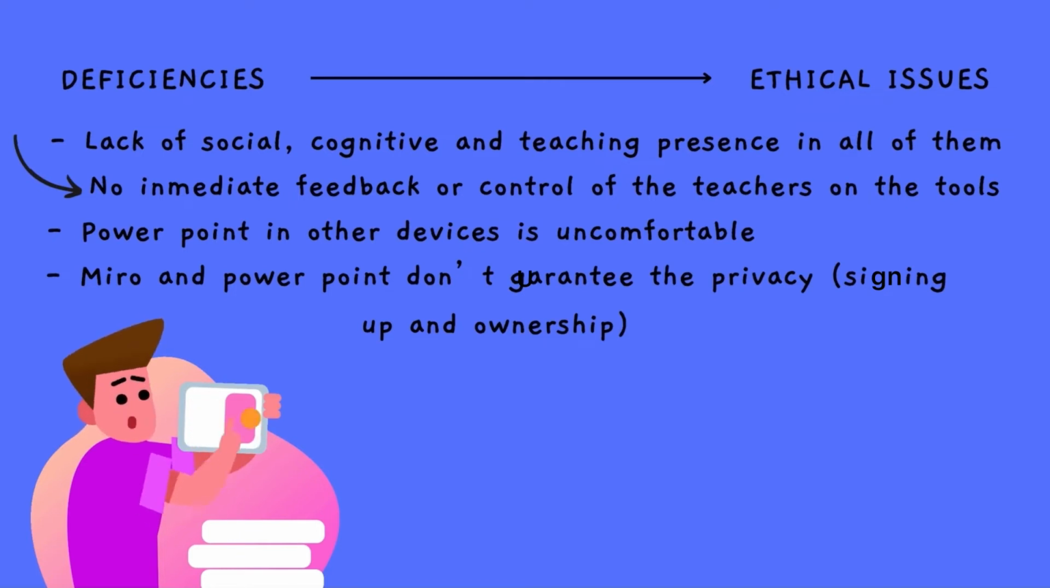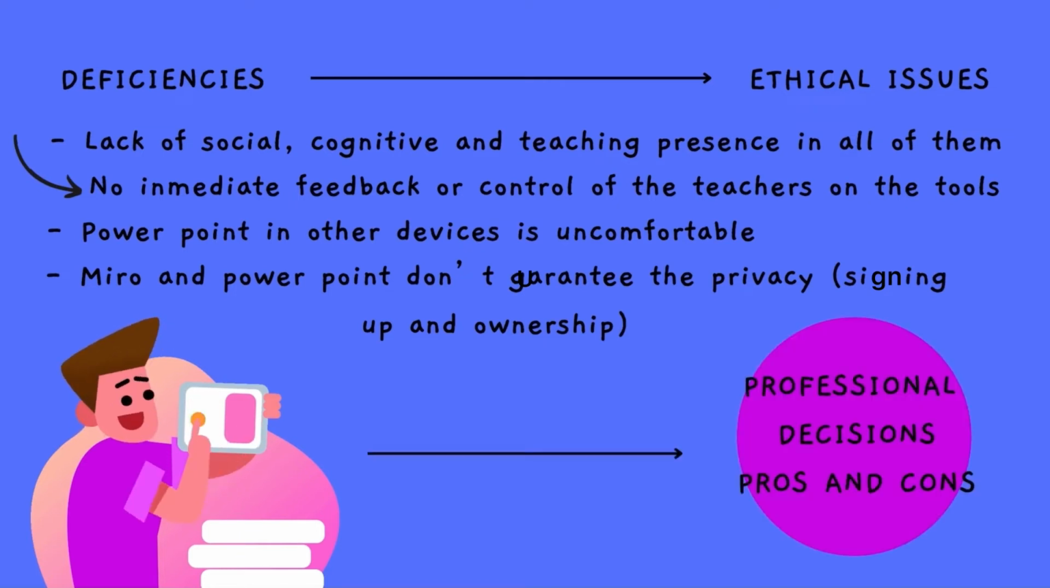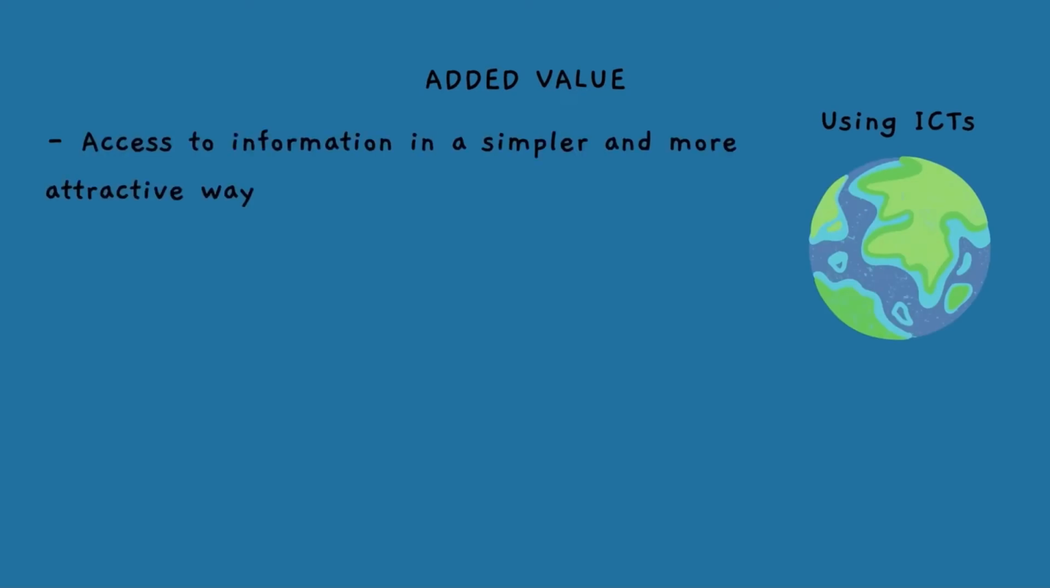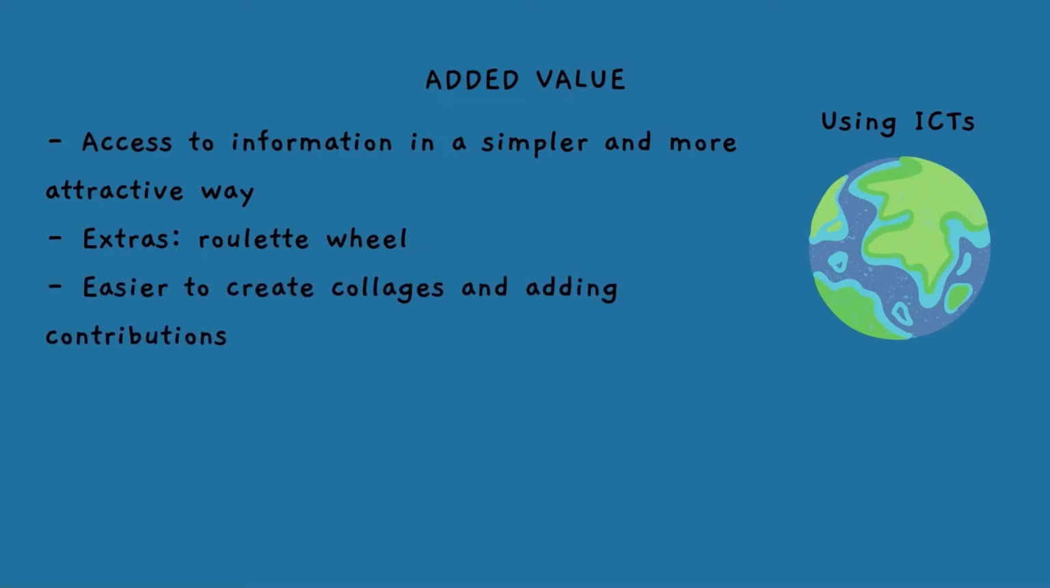As educators, we have to make professional decisions frequently, although the tools present this series of weaknesses, when the pros outweigh the cons for our children. Using ICTs in this task gives it a globalizing value. Children can access information in a simpler and more attractive way than if they had to do it in an analog way and with books. It also adds attractive extras, such as the roulette wheel, and makes it easier for them to create collages by searching for images and adding their contributions to their final product.